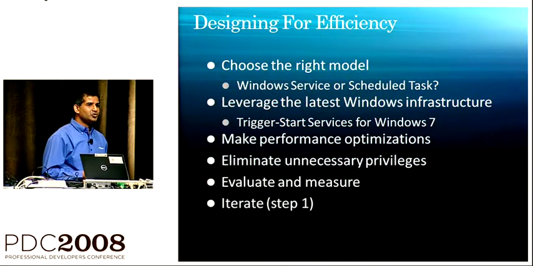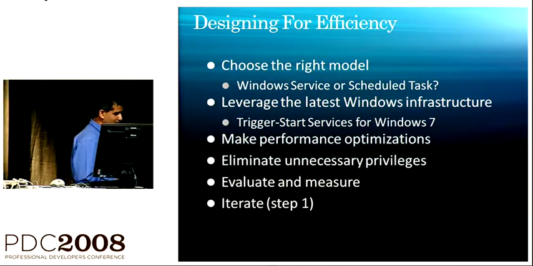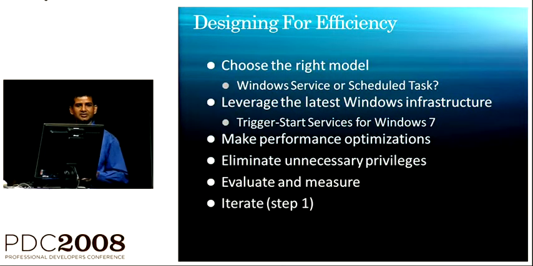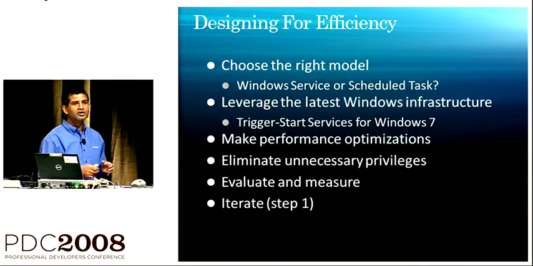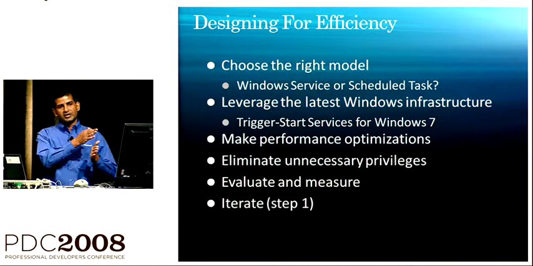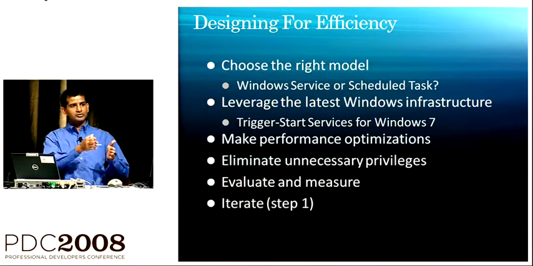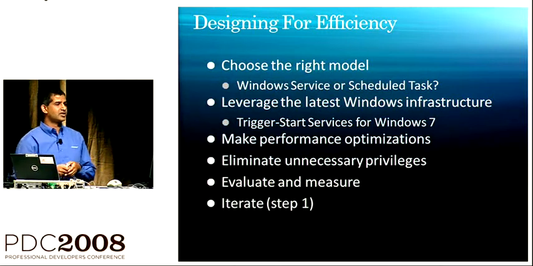So what are the key things to look at when we design for efficient background activity in the system? The number one thing is try to find out what infrastructure best suits the activity that we are designing for. So whether it should be a Windows service because it goes across. I will talk about some of the attributes of Windows services that are better suited for service designing and some for tasks.